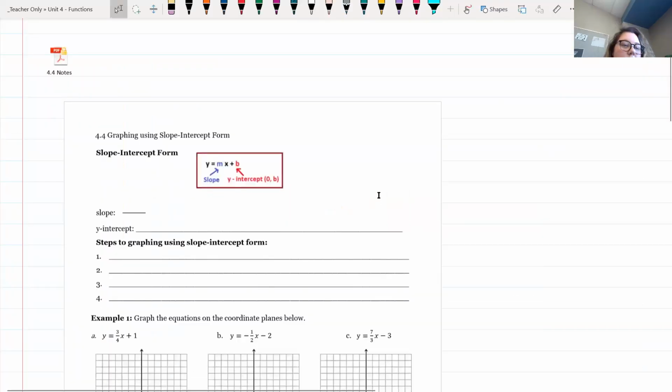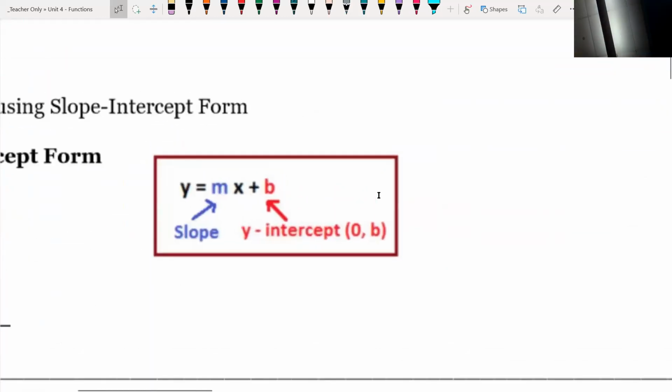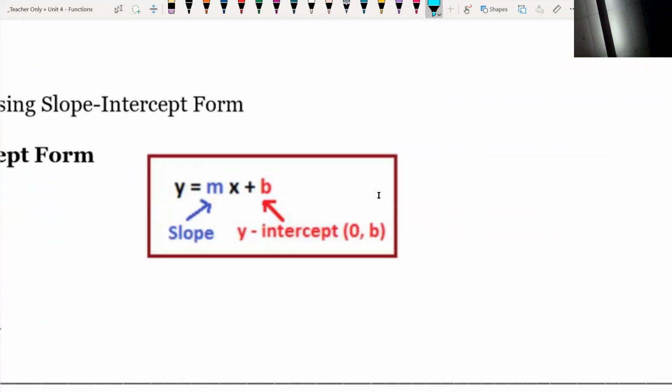All right, so we're going to talk about graphing using the slope-intercept form. So we've kind of talked about this. Slope-intercept form is y equals mx plus b, where m is your slope. And remember, that's like the y2 minus y1 or rise over run.